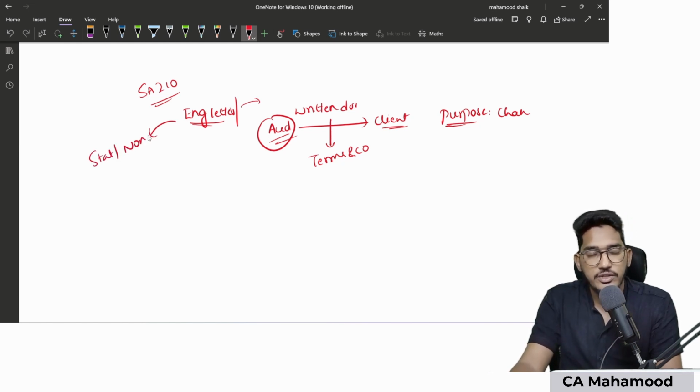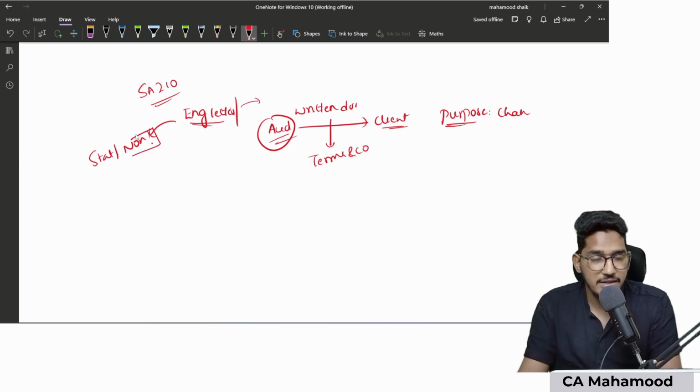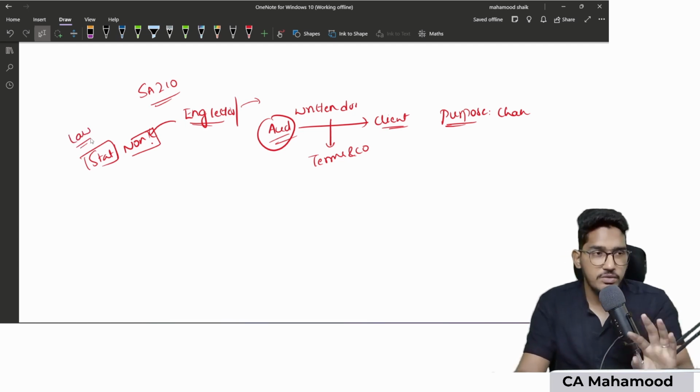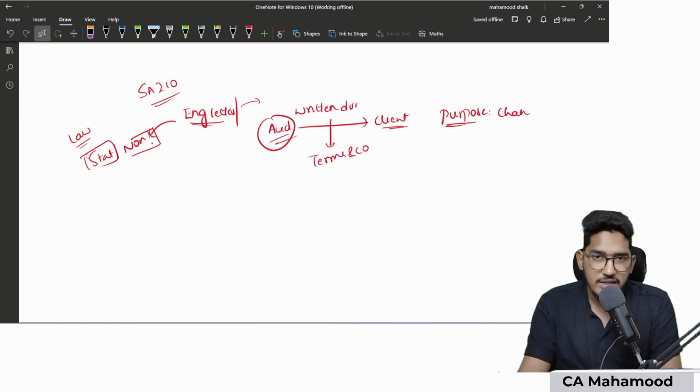And one more question here: where is the engagement letter highly recommendatory, in the case of statutory audit or in the case of non-statutory audit? Engagement letter is highly recommendatory in the case of non-statutory audit. Why? Because in the statutory audit, even if you don't have an engagement letter, law will come to your rescue, because in case of statutory audit, law will tell the terms and conditions.